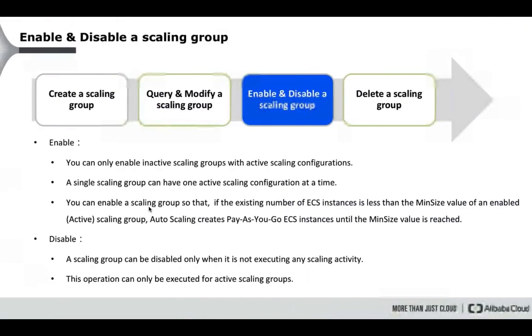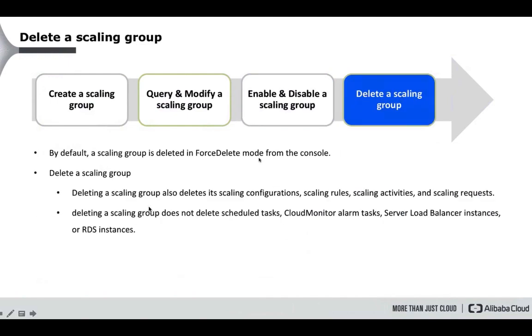Let's go back to our PPT. Next is deleting a scaling group. By default, a scaling group is deleted in force delete mode from the console. The force delete attribute indicates whether to forcibly delete a scaling group and remove and release ECS instances if it has ECS instances, or if scaling activities are in progress.